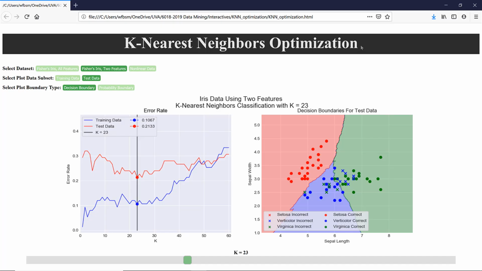And so in your interactives, as part of your online content, you're going to interact with a web page that looks very much like the one we're looking at. And for each of these different data sets, you're going to have to select a K value that gives you a good error rate. And you'll want to select it by looking at the error rate in the test data, but also considering how this plot looks on the training data versus the test data.